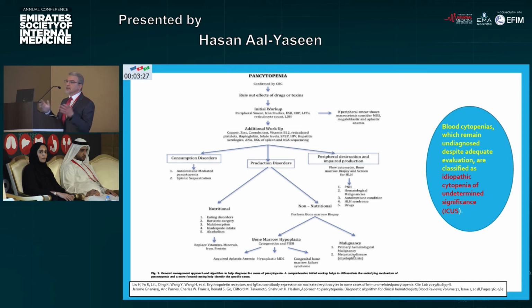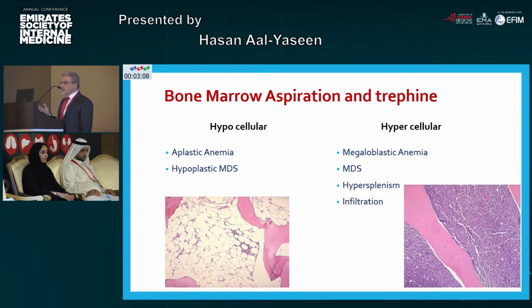So just like monoclonal gammopathy of undetermined significance or other clinical entities of undetermined significance, we have idiopathic cytopenia of undetermined significance, which is thought mainly to be due to immune reasons. Now, this is just to show you how peripheral pancytopenia can be associated with a hypoplastic bone marrow, like in aplastic anemia or hypoplastic MDS, while you can have empty blood and full bone marrow.